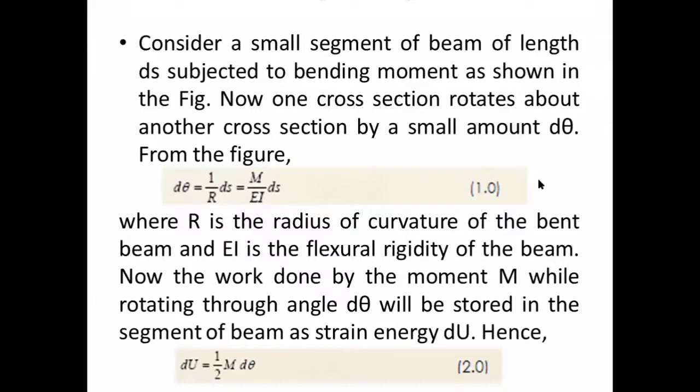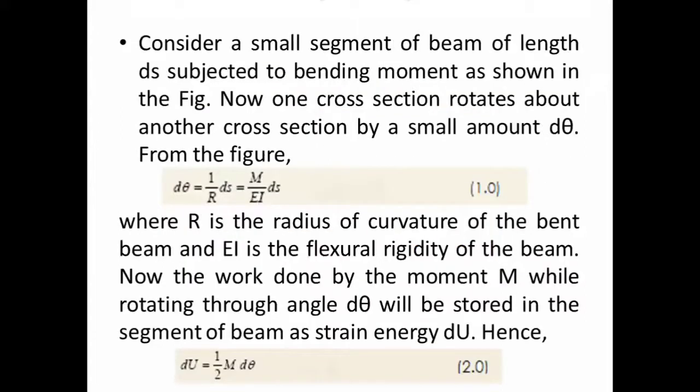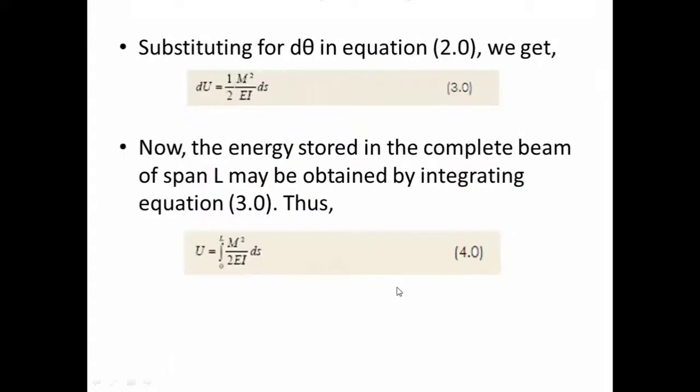Now this is the work done by moment due to bending for a small part. We want the work done for the complete length of the beam due to bending. So again we will have to apply integration. First of all we replace d theta in the above equation, using this equation: M upon EI into ds substituted instead of d theta. So what will be our equation? dU is equal to M square ds upon 2 EI, which is equation number 3.